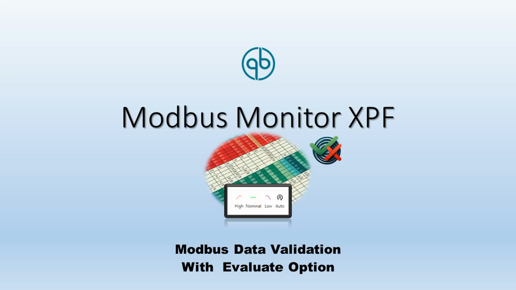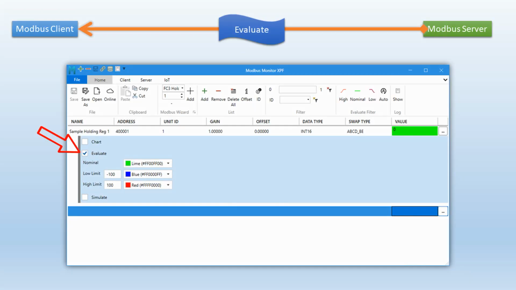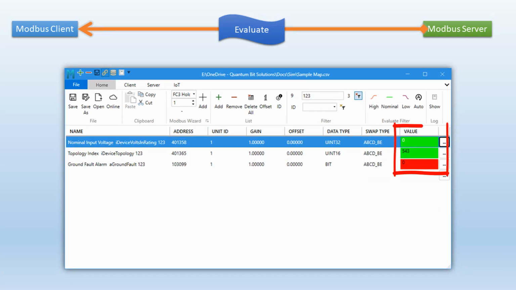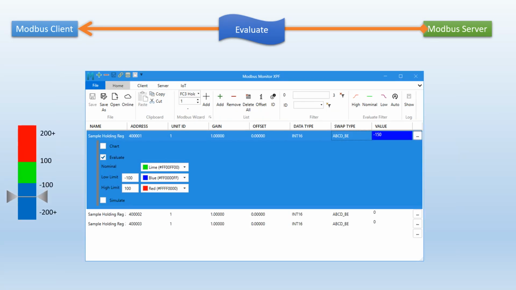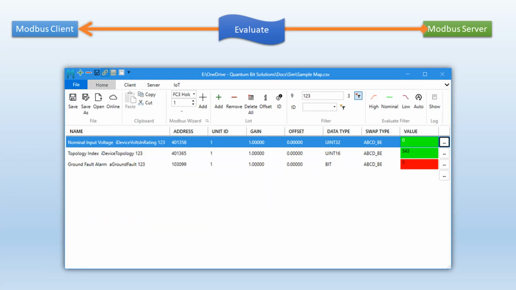Hello everyone. In this video, let's look at how to use the Evaluate feature in Modbus Monitor XPF application. This feature is very useful in production when you want to poll the device and validate that the device is configured correctly. It can also be useful when you want to monitor values that go out of range on the running system. We will show you how to set up this feature and cover both of these cases.